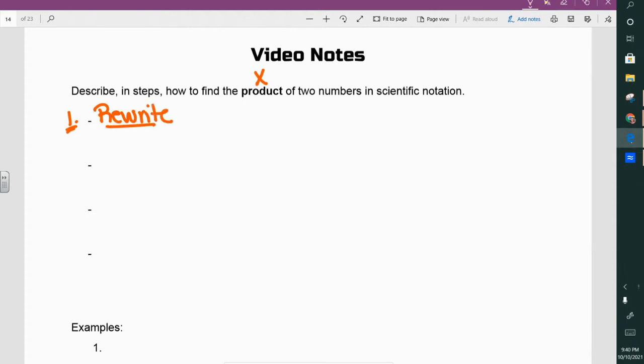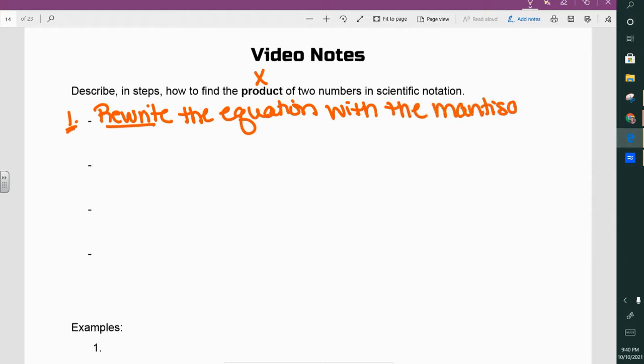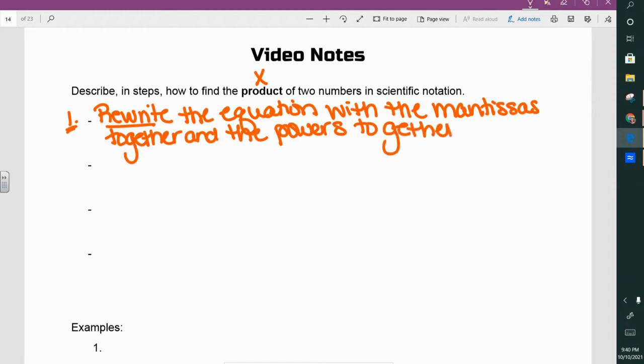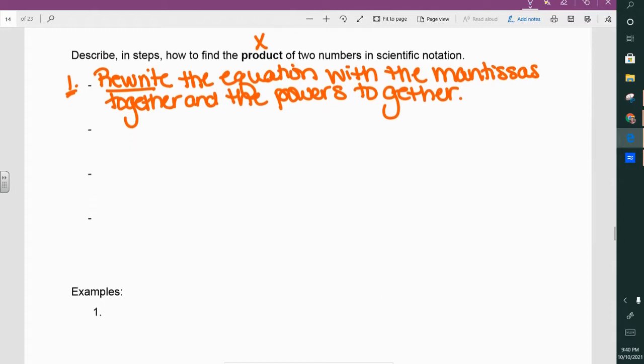the equation with the mantissas together and the powers together. It was kind of like step 2 of adding and subtracting, except we don't have to find commons. We're just going to go right ahead and put those mantissas together. So we'll go down here and do that example.